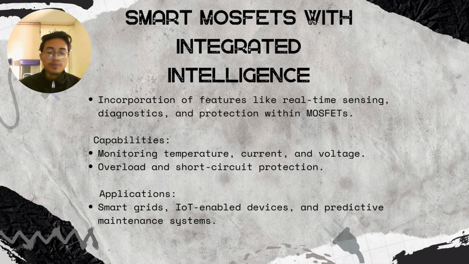The second future trend in power MOSFET is smart MOSFET with integrated intelligence. This is the incorporation of features like real-time sensing, diagnostics, and protection within the MOSFET. Their capabilities are monitoring temperature, current, and voltage. They are also capable of overload and short circuit protection. For applications, they are smart grids, IoT enabled devices and predictive maintenance systems.